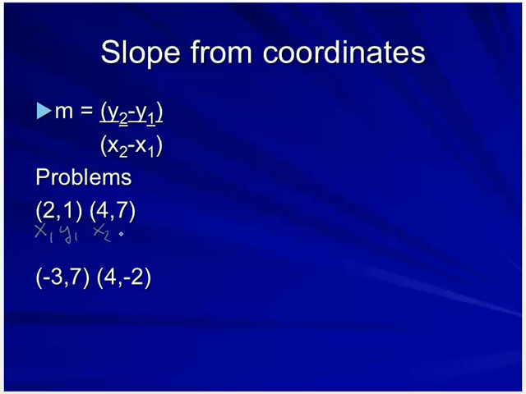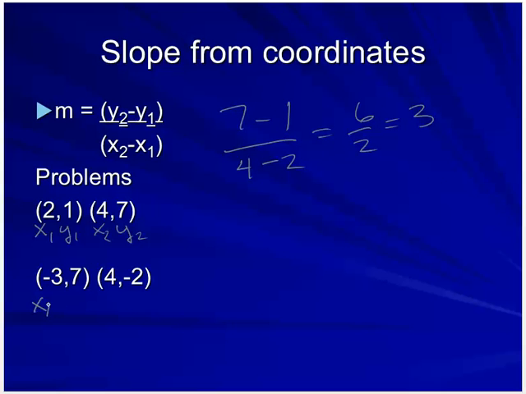The first set, call them x1, y1. The second set, x2, y2. And then we're simply going to use what the equation tells us. y2 is 7, y1 is 1, and then x2 is 4 and x1 is 2. Well, 7 minus 1 is 6, 4 minus 2 is 2. So my slope is 3.